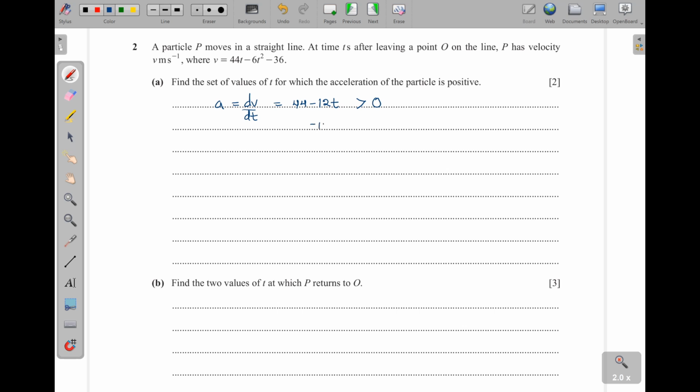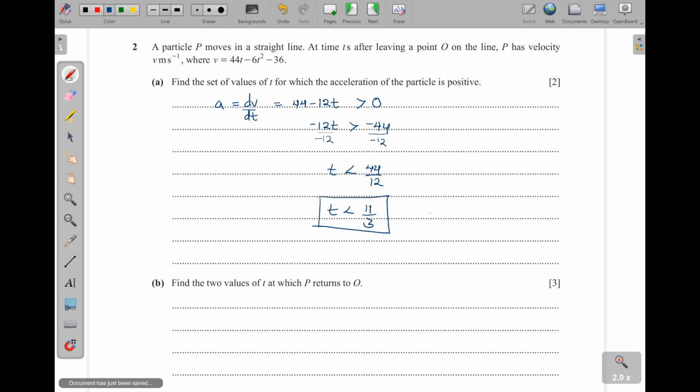That means we shall have negative 12t here, greater than, you take this 44 this side, it becomes minus 44. Then we divide all through by negative 12. And when you divide all through by a negative, you have to change the inequality sign. So we shall have t less than 44 over 12. This can be simplified by 4: we get 11 over 3.